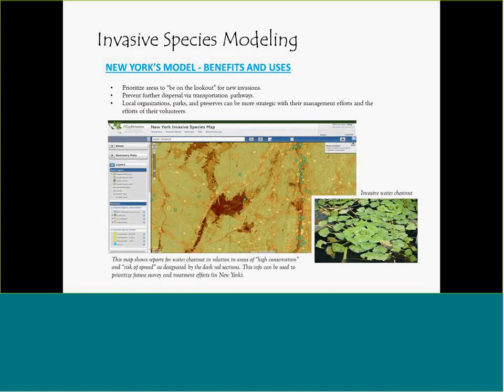Okay, so going just a little bit more into detail, here you can see a screenshot and an example of how you can use this information to prioritize those areas to be on the lookout for new invasions. This is an example of water chestnut. You can see the locations on the map with that comprehensive score reference layer used as a background, and it's basically, again, pointing out those areas of high conservation value as designated by the dark red sections. And that can be used to help prioritize future survey efforts in New York.